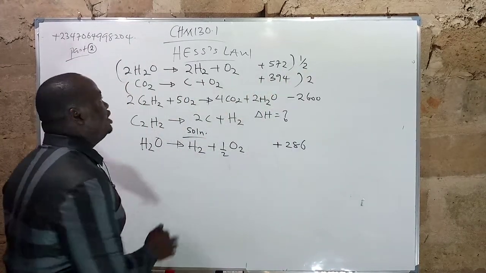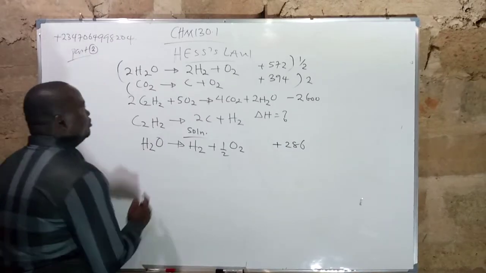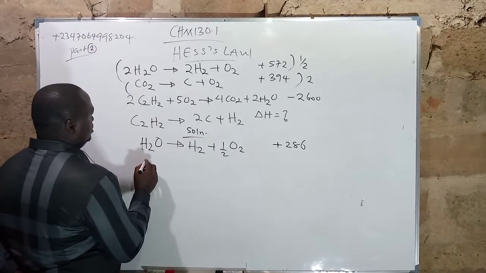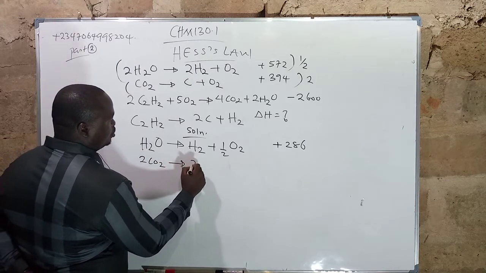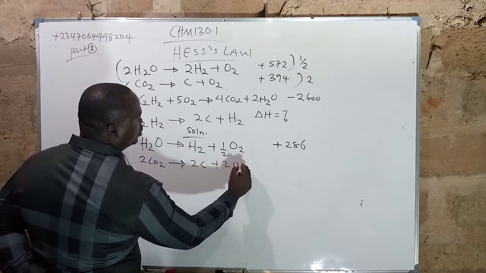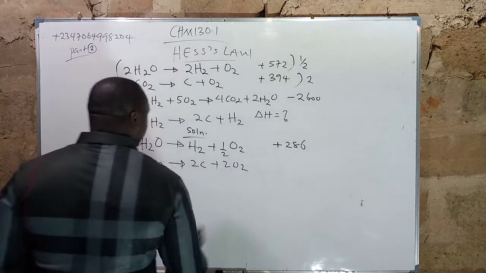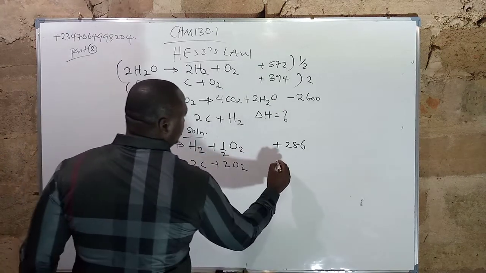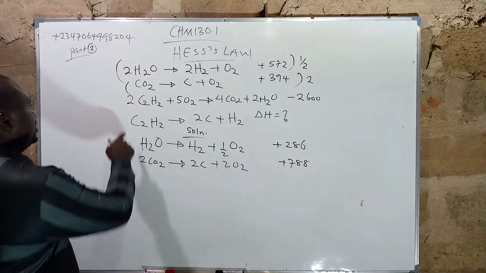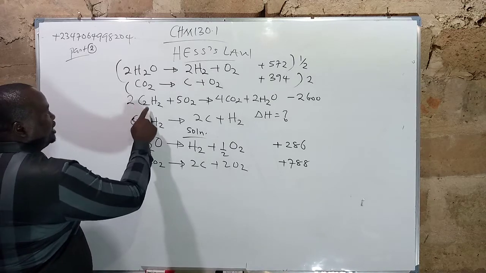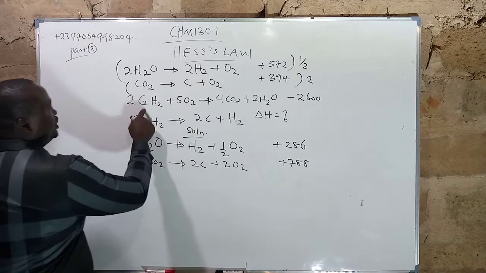Remember, our aim is to make these three equations look exactly as the fourth equation. So multiplying everything by 2, here you will now have 2 CO2 to give you 2 carbon plus 2 O2. Remember, you have to multiply the delta H too, and multiplying it, what you get is plus 8788. The last one of the reactions is this. We will consider this. We will not consider O2. It appeared in 2 of the equations, so this is what we will consider.